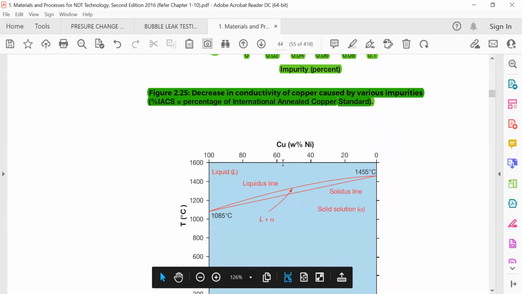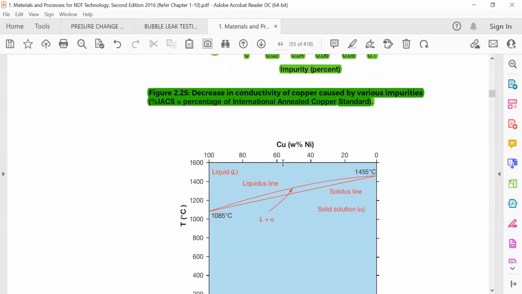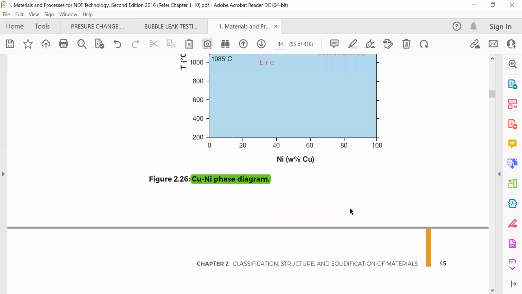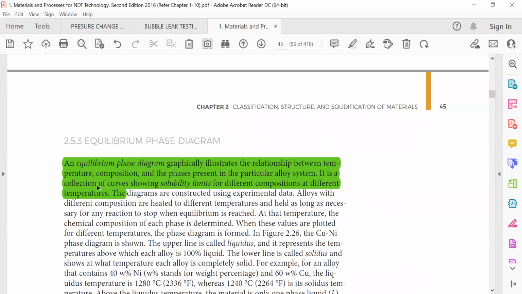Copper-nickel phase diagram. Liquidus line, solidus line. In between there are two phases, liquid plus solid. An equilibrium phase diagram graphically illustrates the relationship between the temperature, composition, and phases present in a particular alloy system. It is a collection of curves showing solubility limits for different compositions at different temperatures.